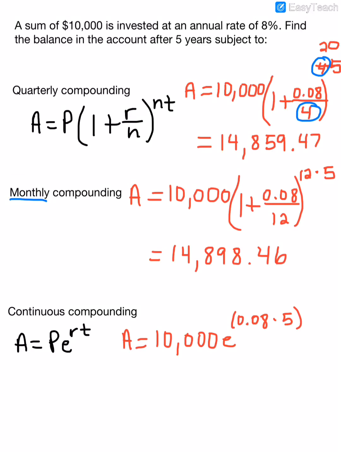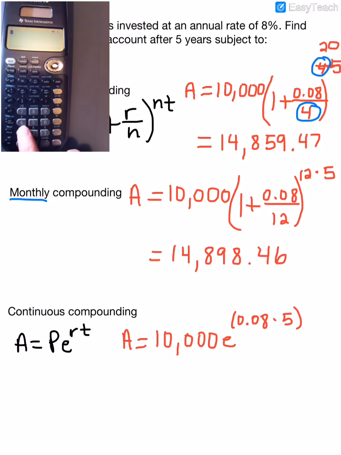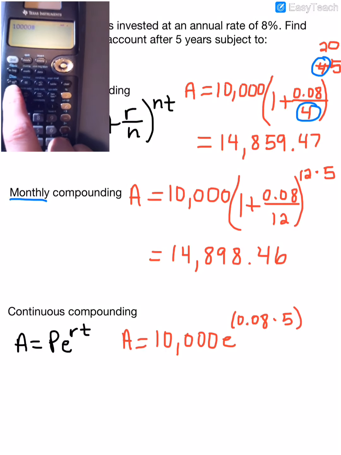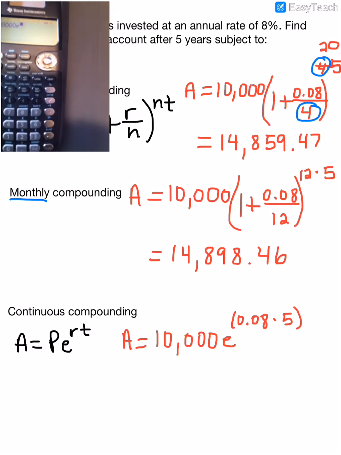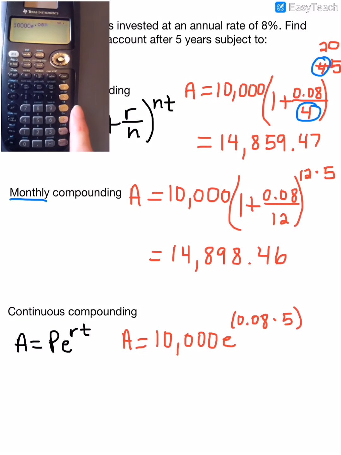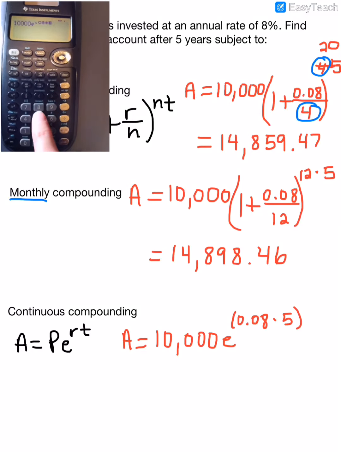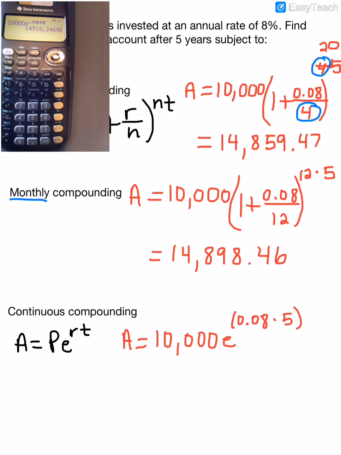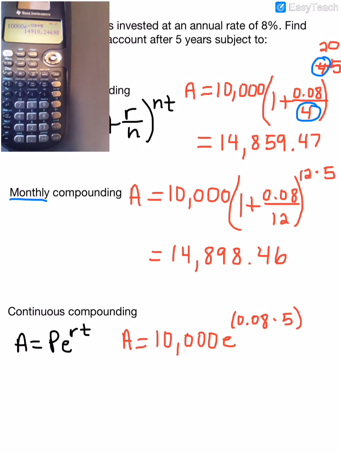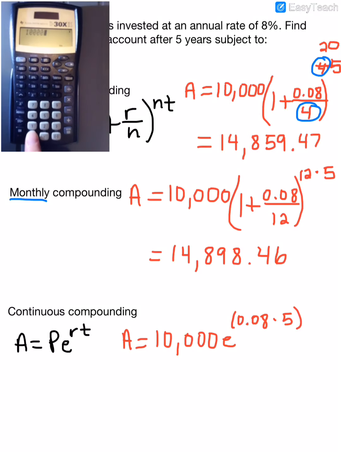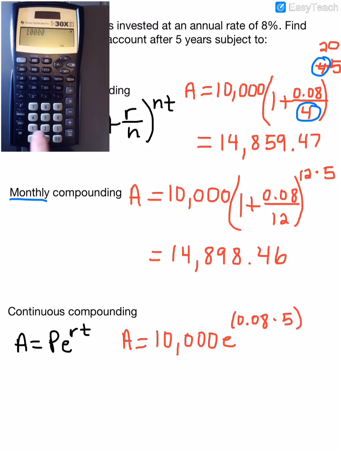Okay, so let's look and see how we put that in the calculator. Alright, so we have 10,000, and then remember we use this e button, and it's got the little square for the exponent, so it's e raised to a power. So we're up there in the exponent, and we're just going to put in 0.08 times 5, and hit enter, and we get $14,918.25.